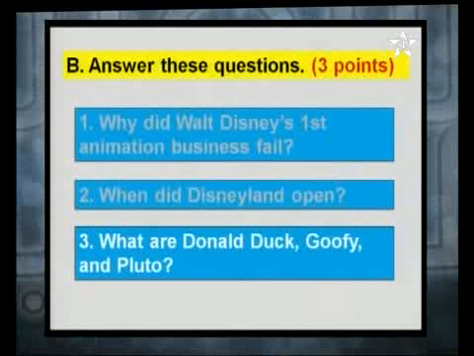Right, and number 3, what are Donald Duck, Goofy, and Pluto? Right, what are they?